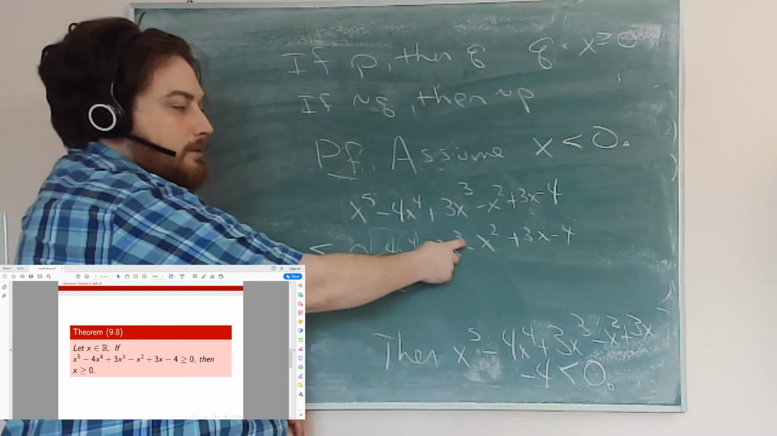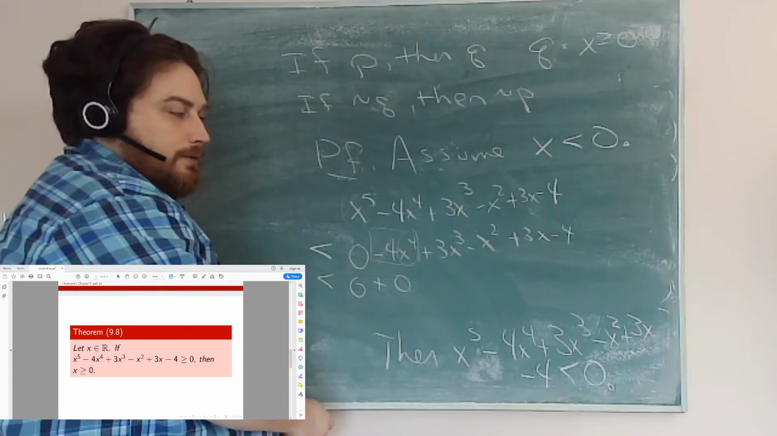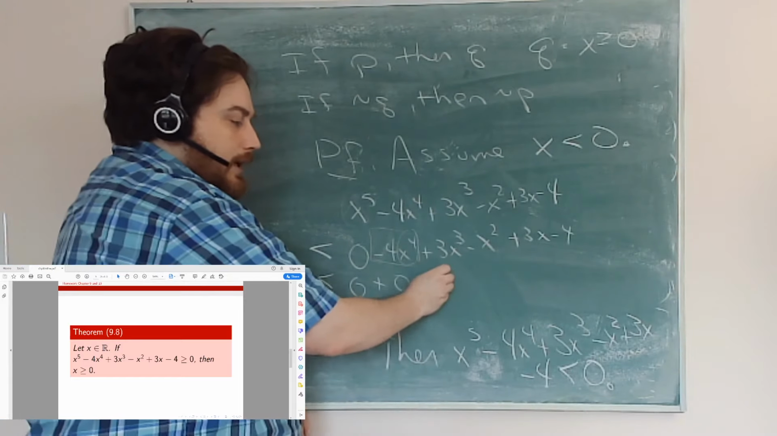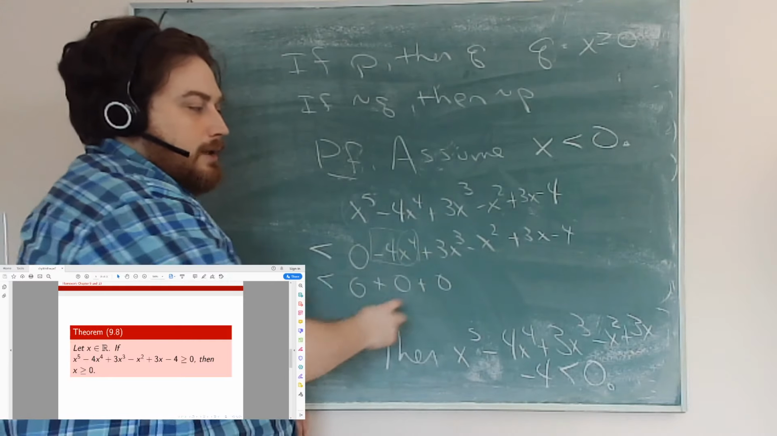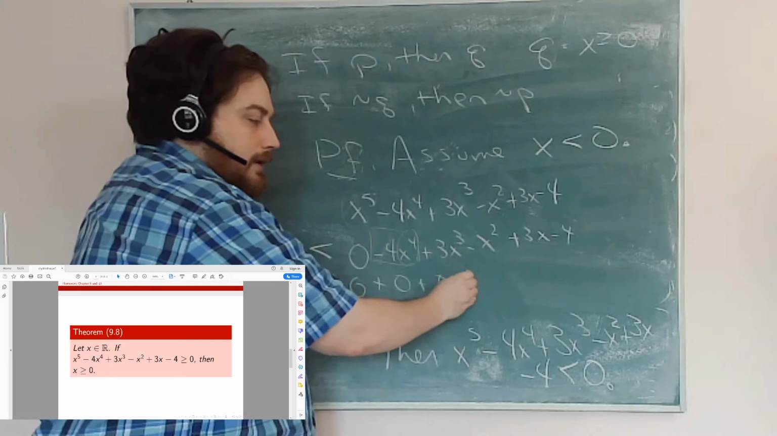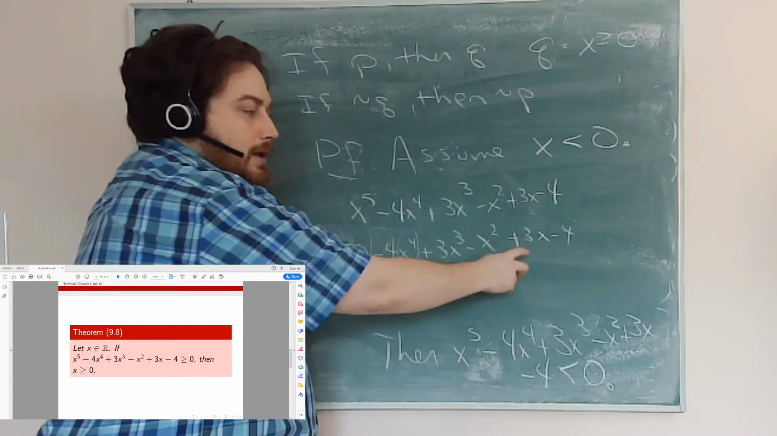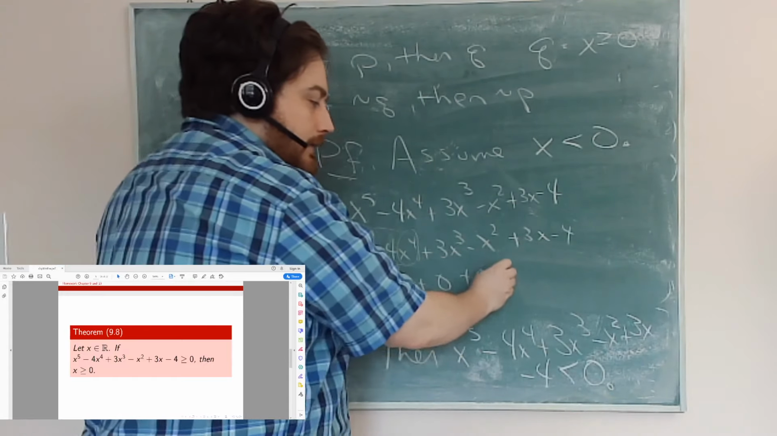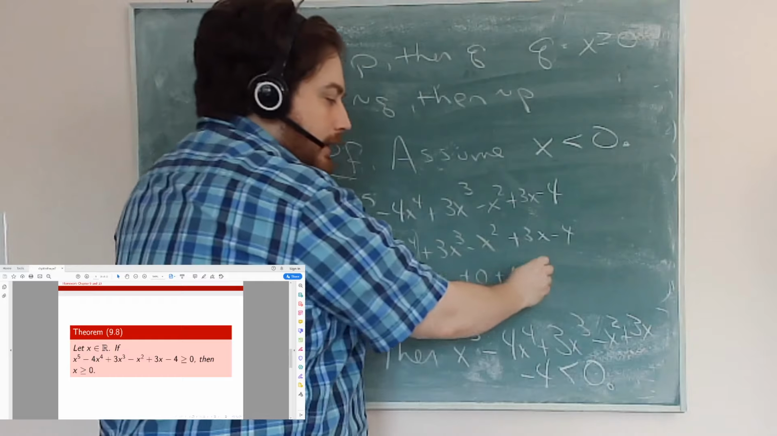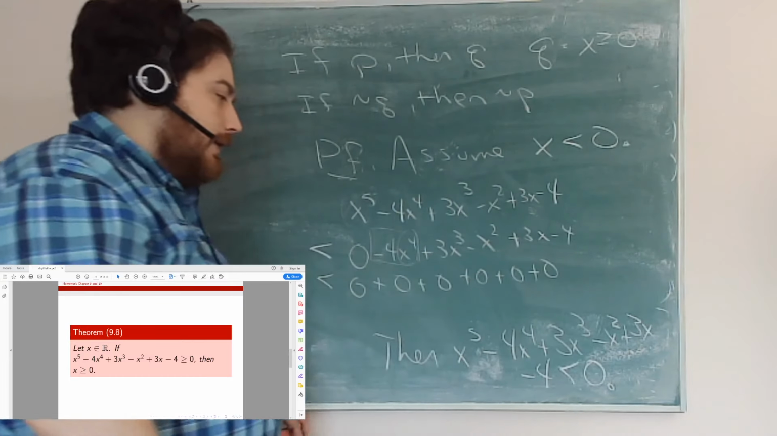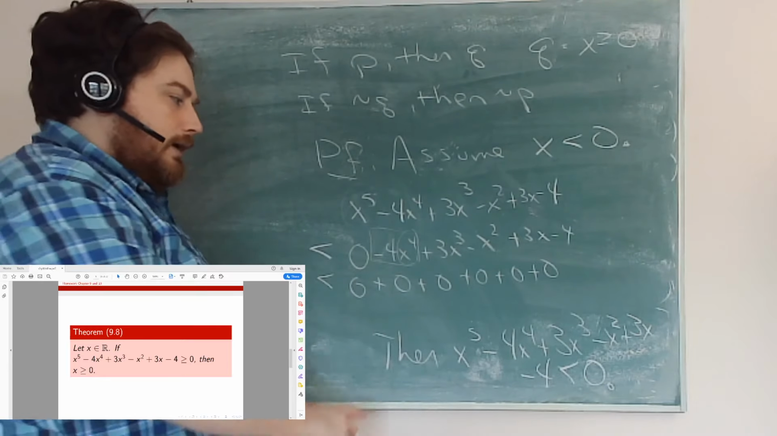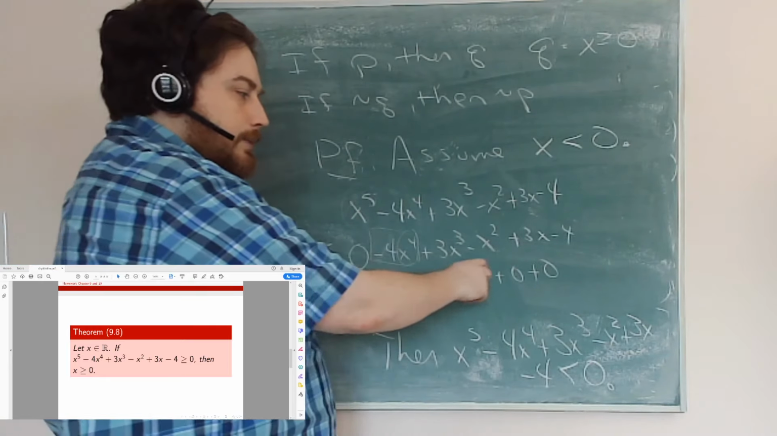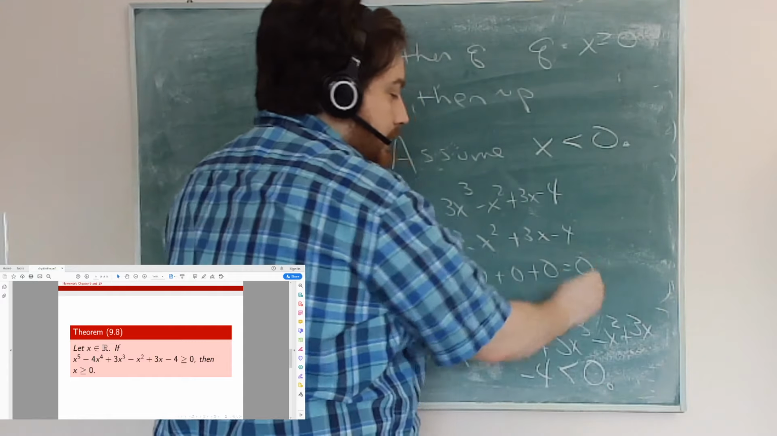Same thing here, x cubed is negative, times a positive 3 is still negative, so that is less than 0. X squared, a negative squared is positive, but I'm subtracting it, so it's negative, so that's less than 0. 3 times a negative number is negative, so that's less than 0. Negative 4 is less than 0, so I can substitute in a bunch of zeros. In the end, what I get is 0 plus 0 plus 0 plus 0 plus 0 is 0.